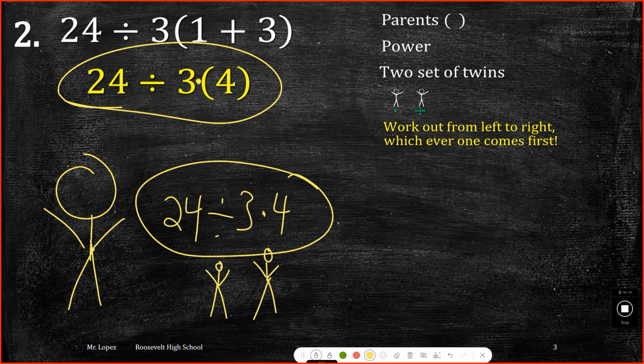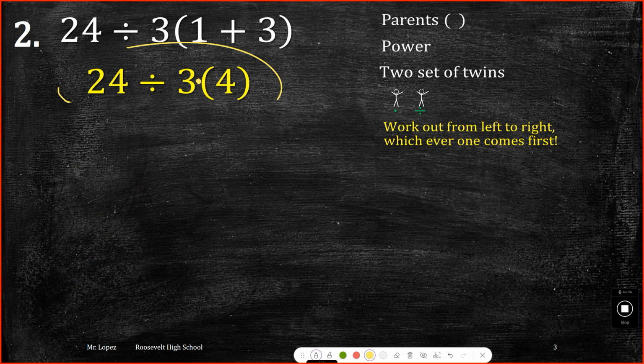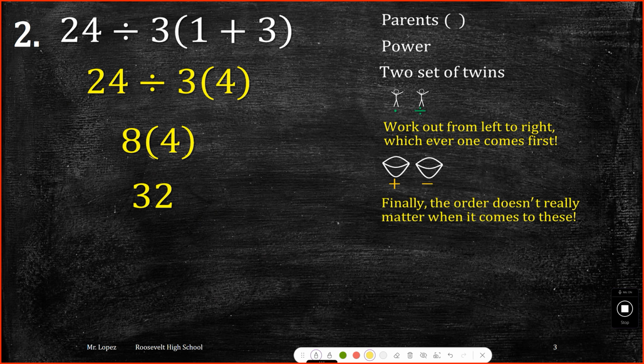24, and this is the problem. Maybe you got wired incorrectly from elementary, middle school. You need to be wired correctly, and that's what I'm doing now. 24 divided by 3. So we do have to do 24 divided by 3. So 24 divided by 3 is what? 8. 8 times 4, and now we've got the other twin. We've got to work it out. 8 times 4 is 32. We're done. There are no babies. There are no pluses or minuses, so we move on.